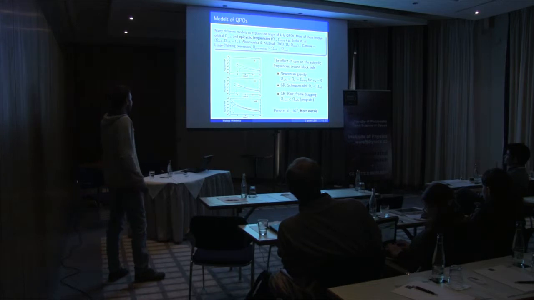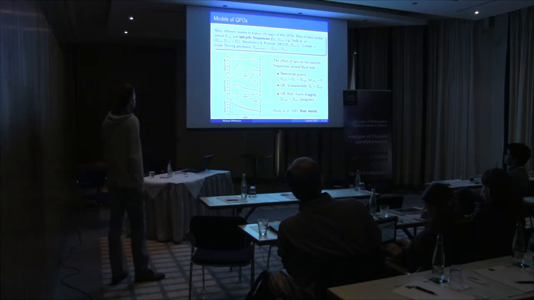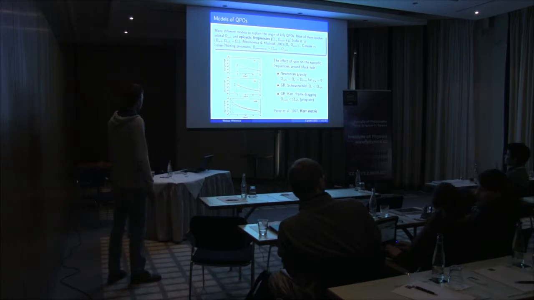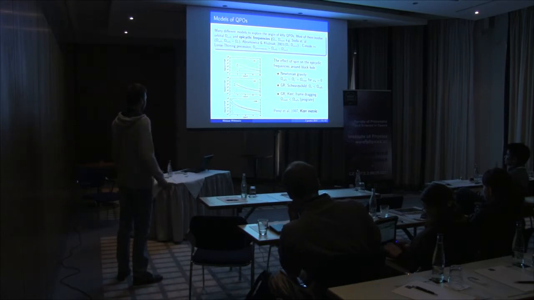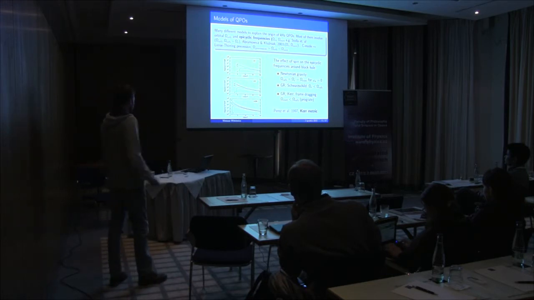The effect of the spin on the epicyclic frequencies around a black hole. We know that in Newtonian gravity, the orbital frequency and the radial and vertical epicyclic frequencies are equal to each other for the non-rotating case. In the Schwarzschild metric, the orbital frequency is bigger than the radial epicyclic frequency. In the case of the Kerr metric, we have frame dragging, and then the vertical epicyclic frequency is lower than the orbital in the case of a prograde orbit.